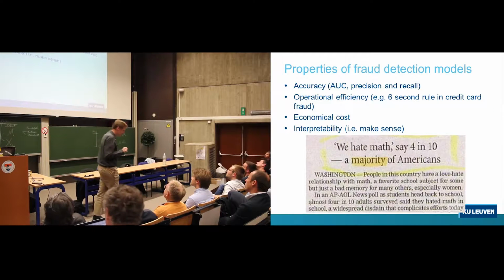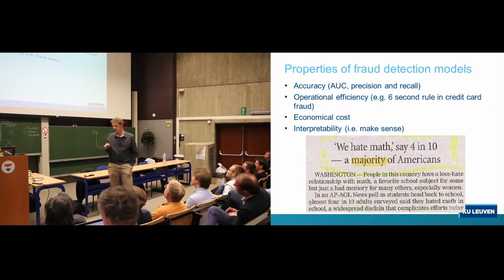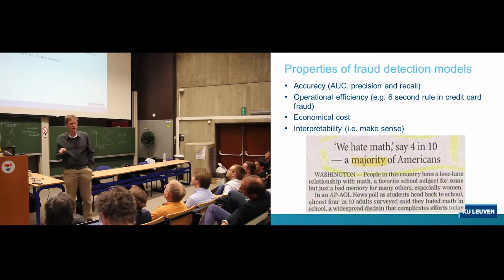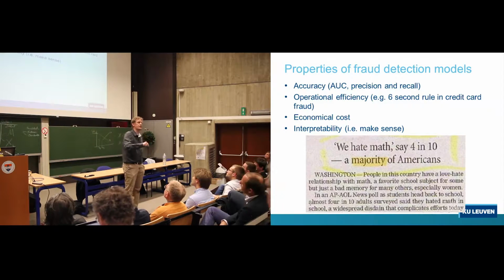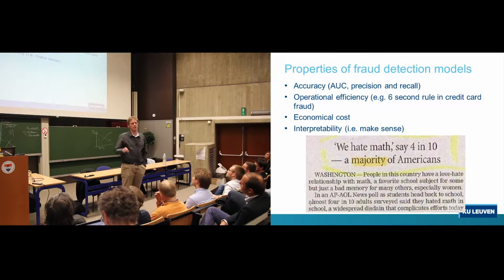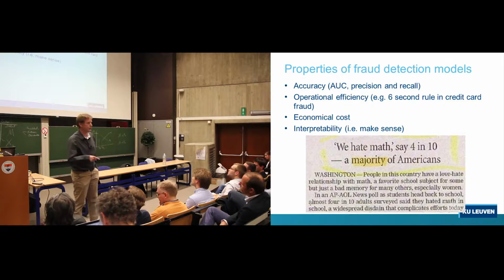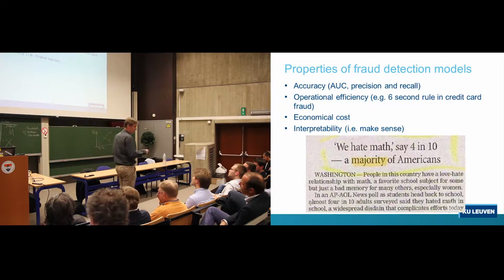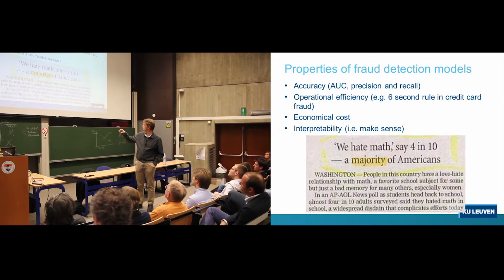Operational efficiency. When we worked with a European credit card provider, we had an operational efficiency rule stating that an analytical technique should make a decision within 6 seconds after the transaction has been initiated. So if you're using random forests or neural networks with lots of complex input variables, that already puts a big burden on the ICT architecture. It should come at low economical cost, and it should be interpretable or make sense.